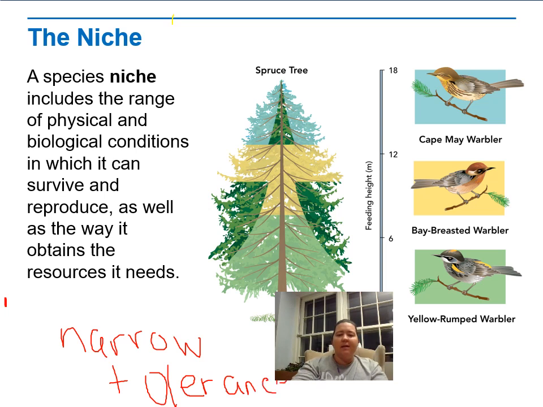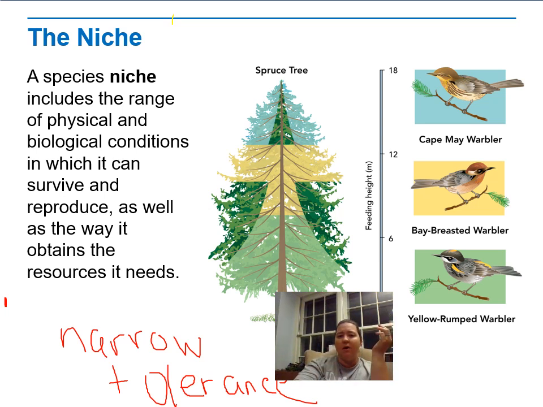Okay. And so what the niche is, is the absolute narrowest tolerance that a species can have. And generally we can only have one species occupying one niche at any given time. Now, the niches can all be in the same place.